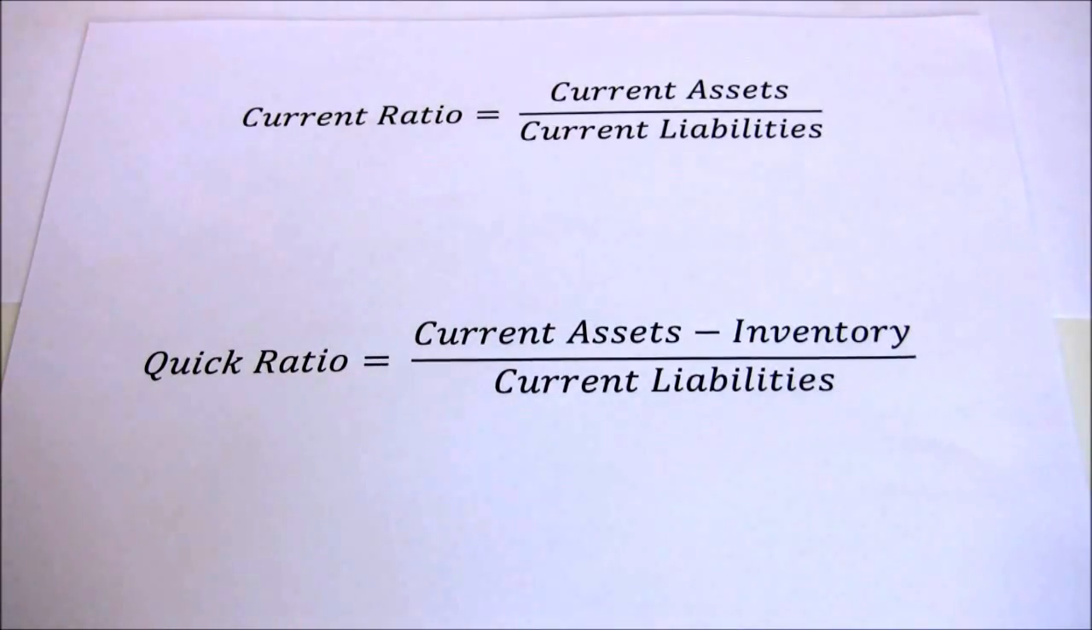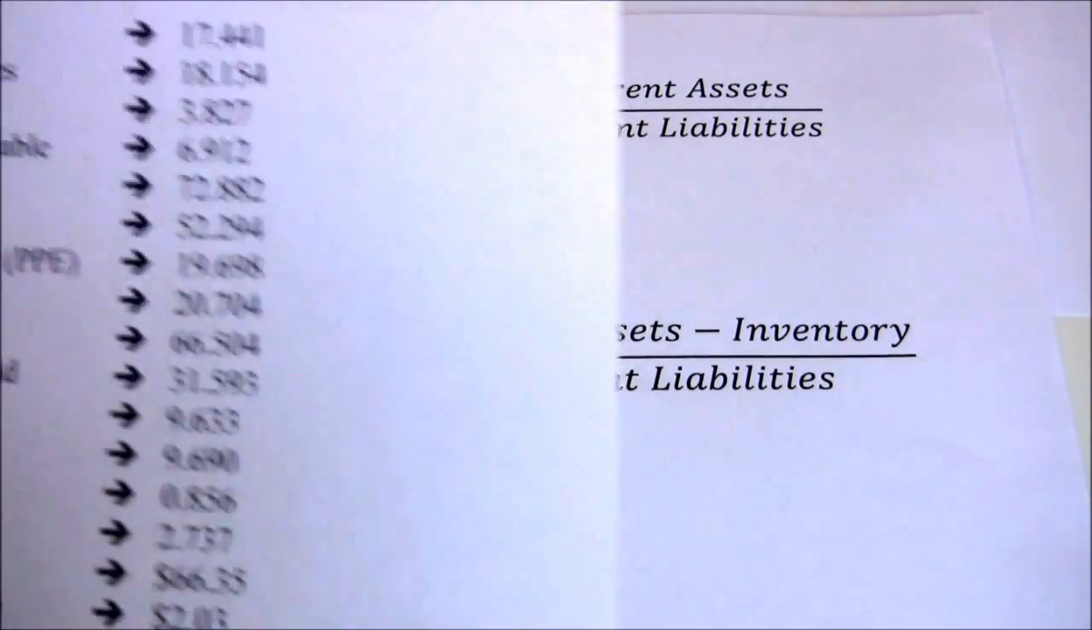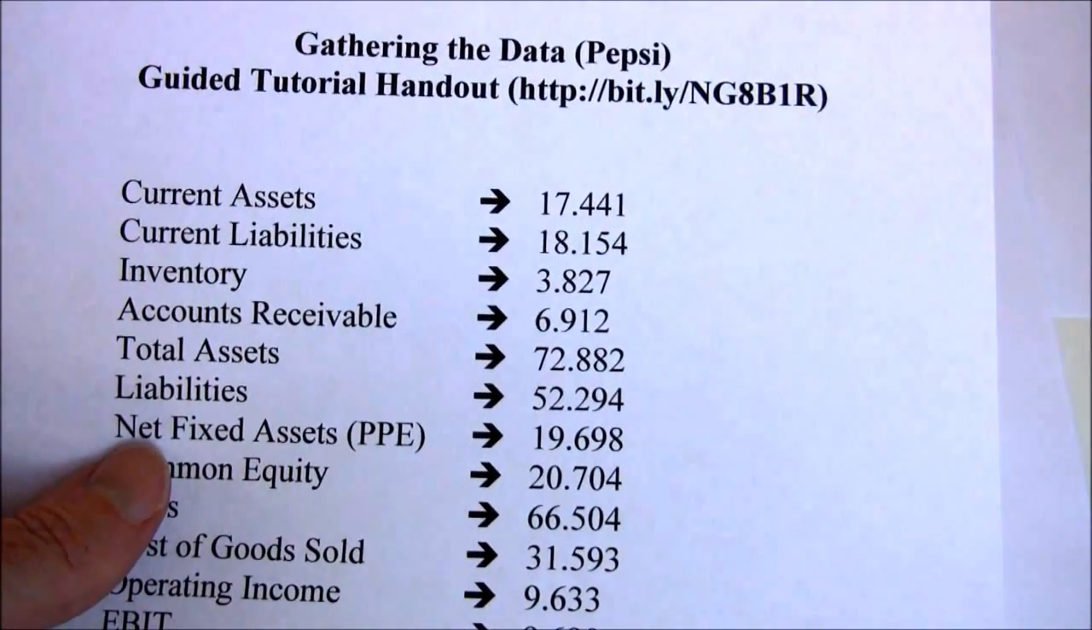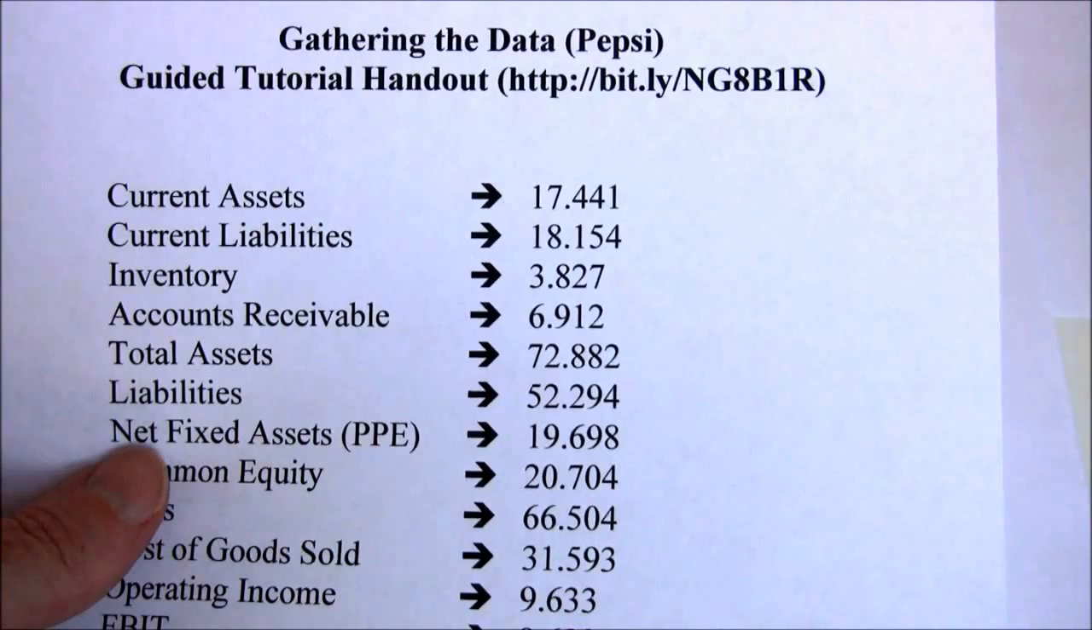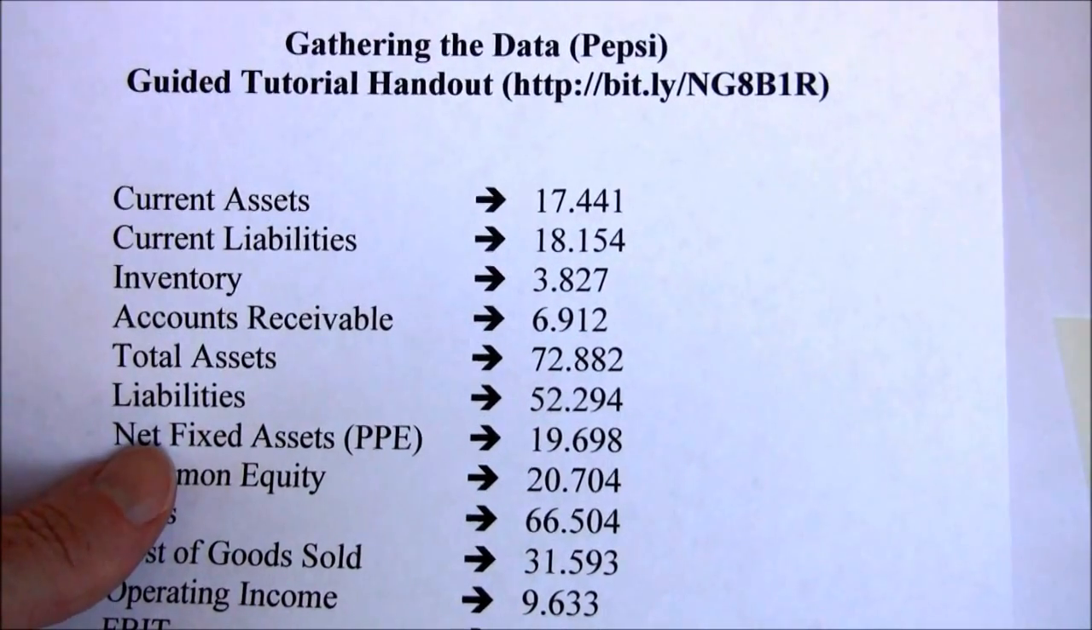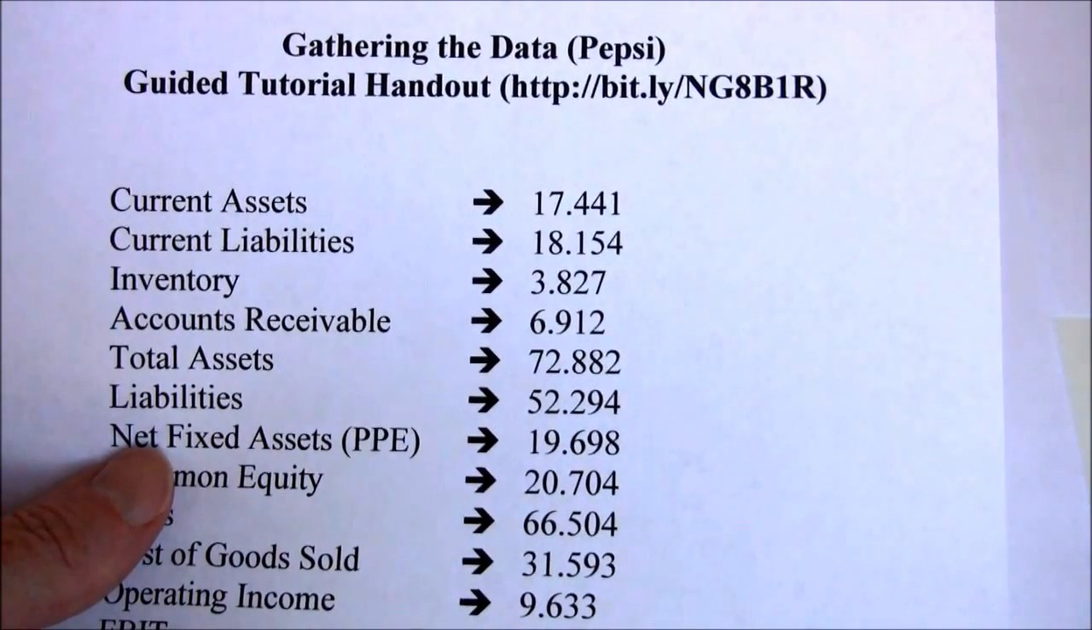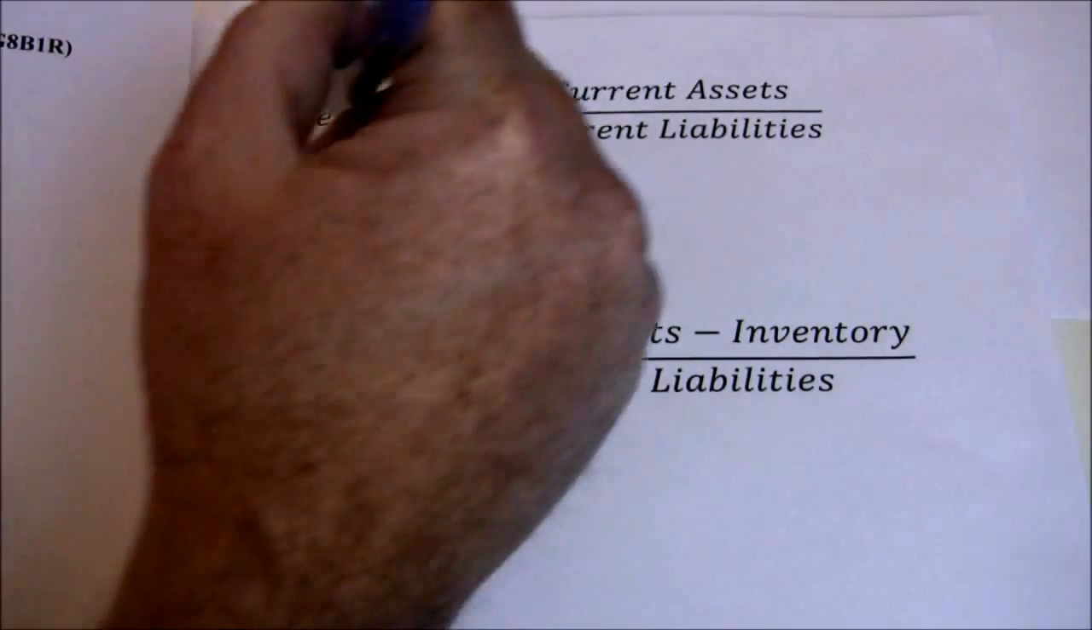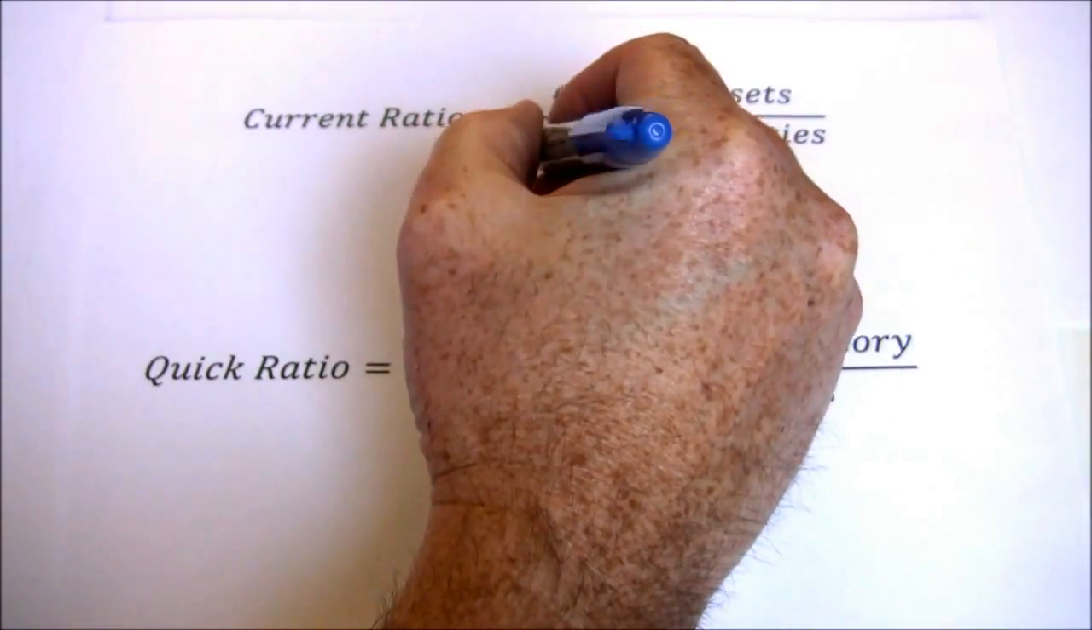And when I say within the next year, sometimes that may be within the next couple of weeks, it may be within the next several months, so it's going to vary depending on the specific type of current asset or current liability. But our data from Pepsi showed our current assets at $17.441 billion and our current liabilities at $18.154 billion.